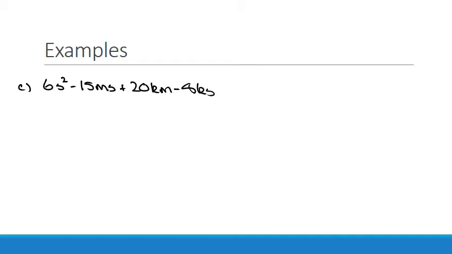A little bit more. So imaginary line. Greatest common factor, 3s.